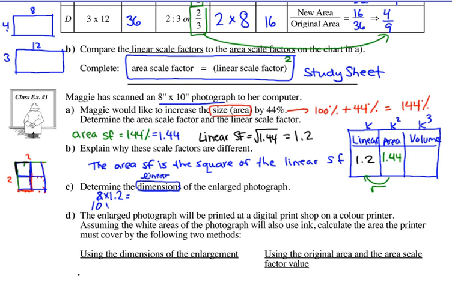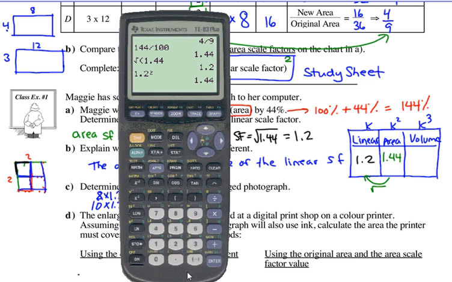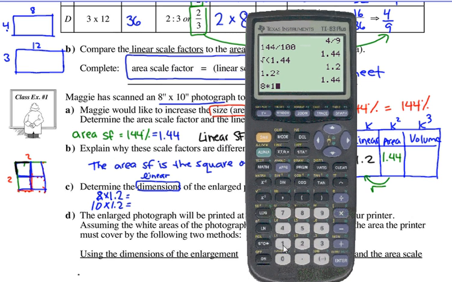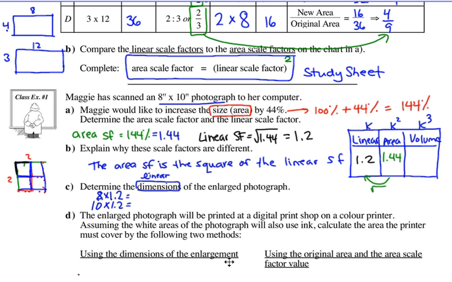Okay, so 8 by 10, where each of them are going to multiply by 1.2. So 8 times 1.2 and 10 times 1.2. So 9.6 and 12. So our new dimensions are 9.6 by 12. There's our answer.